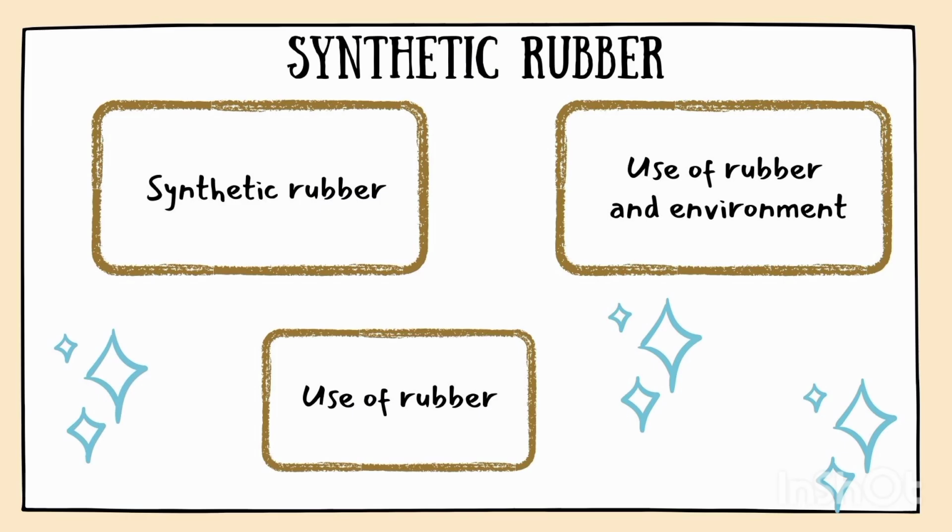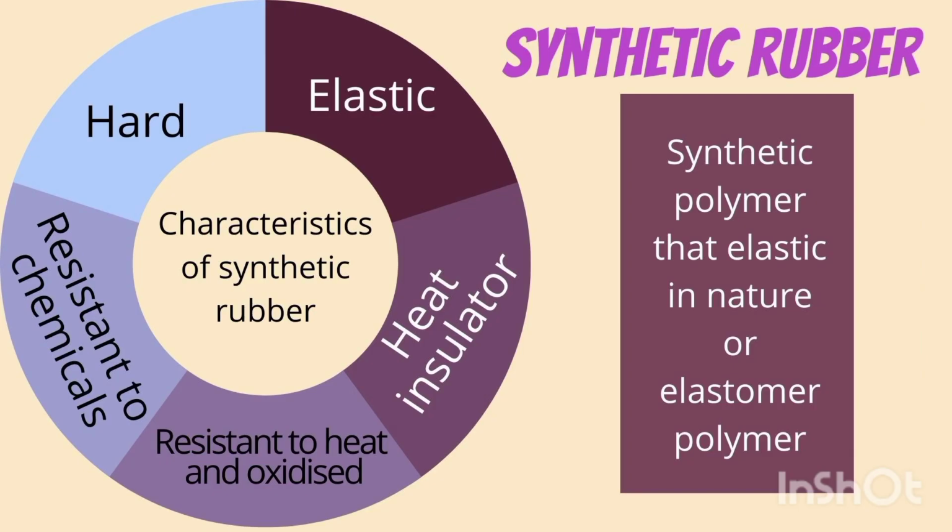This is the last subtopic for this chapter, 4.3 Synthetic Rubber. So what is synthetic rubber? Synthetic rubber is a synthetic polymer that is elastic in nature, an elastomer polymer. These are a few characteristics of synthetic rubber: it is hard, elastic, a heat insulator, resistant to heat and oxidation, and resistant to chemicals.